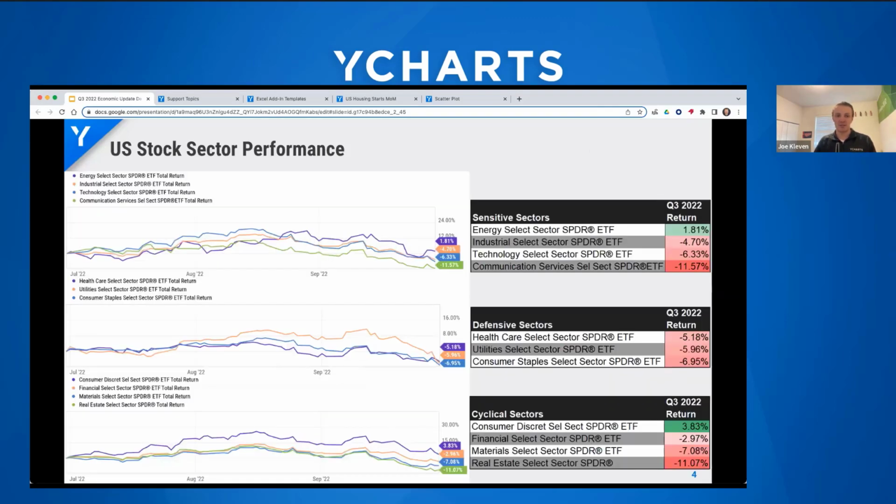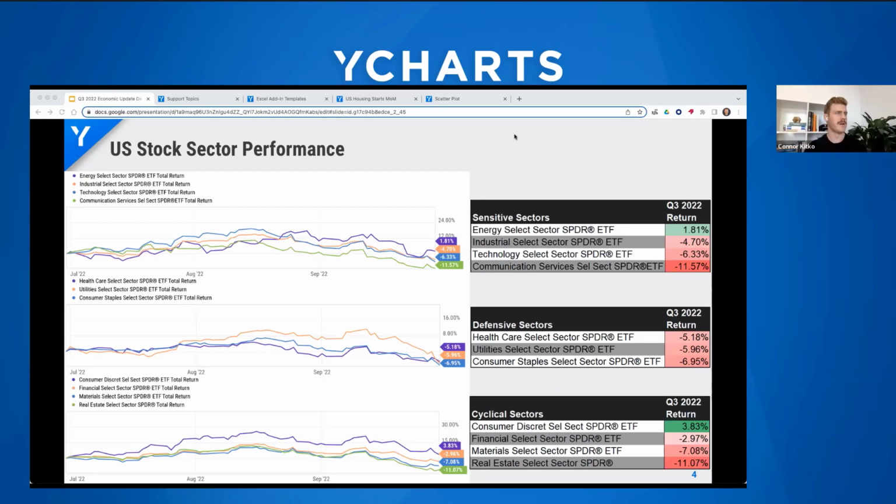And so now going to layer deeper into domestic performance into sectors. So over the course of Q2, we saw that not a single S&P sector posted a positive return. Now, Q3 had a little improvement, seeing 2 of the 11 S&P sectors posting a positive return during Q3, that being consumer discretionary up 3.8% and energy up 1.81%. The other 9 sectors, however, were all in the red in Q3, with communication services and real estate falling the furthest, down 11.57% and 11.07% respectively.